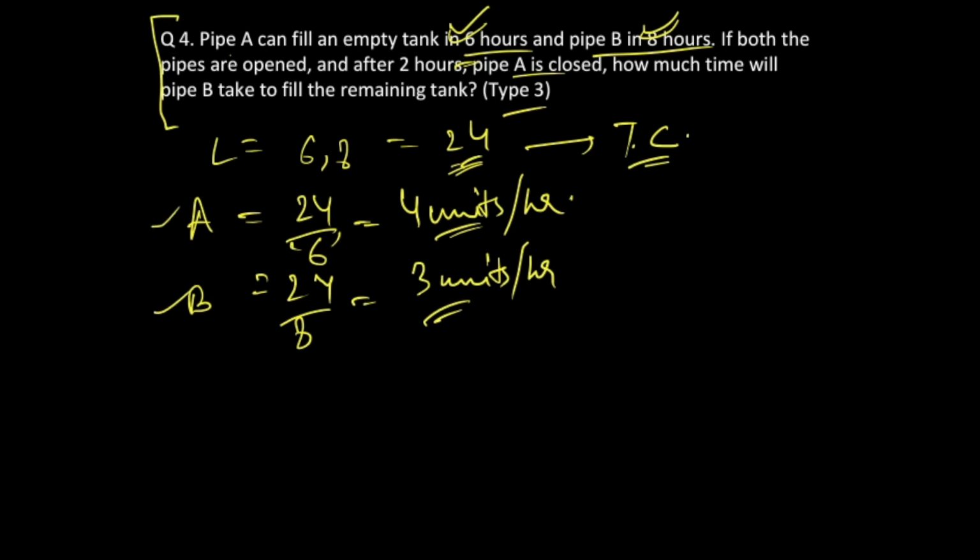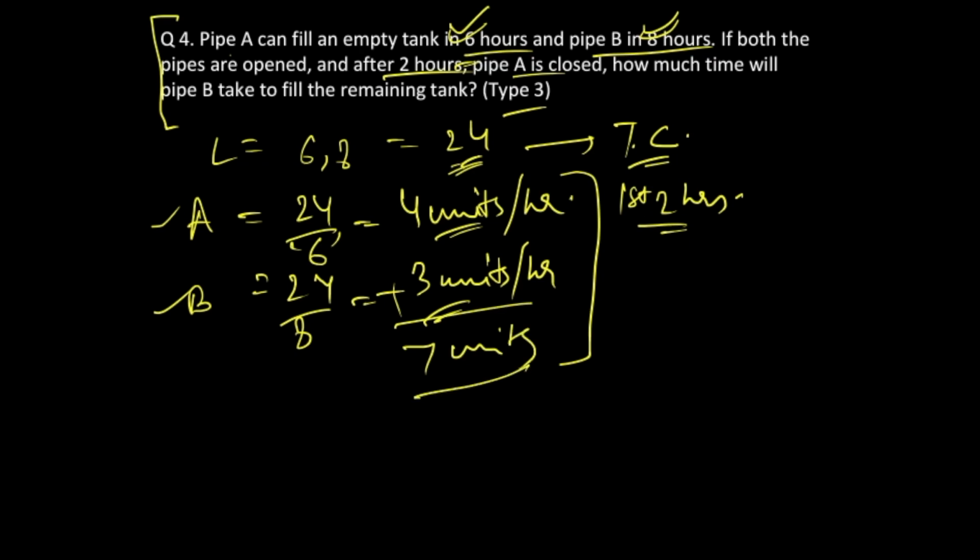It is saying that if both the pipes are opened and after 2 hours pipe A is closed. So for the first 2 hours, both the pipes were opened. The combined efficiency of these two pipes is 4 plus 3, 7 units. So for the first 2 hours, they would be putting in 7 into 2, that is 14 units into the tank.